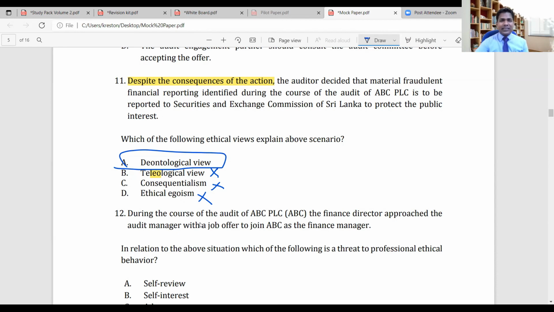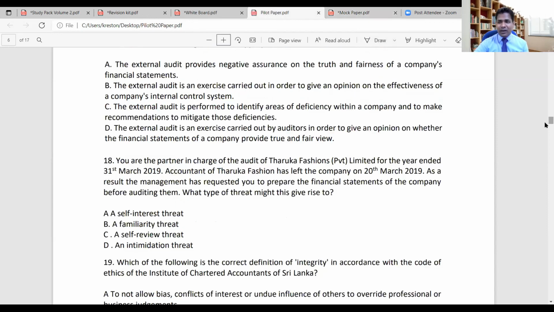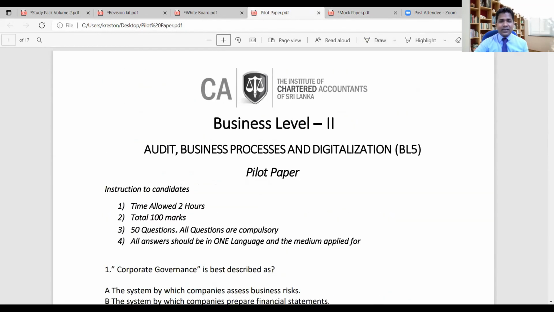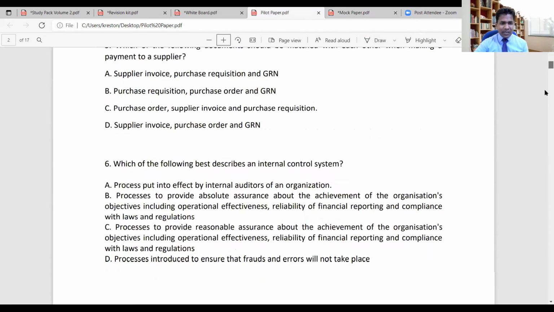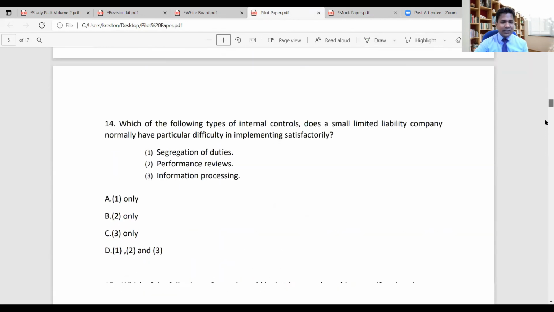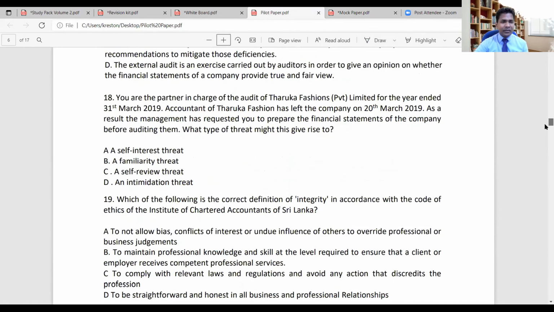Okay, so now I have discussed 3 questions. I'll take another 1 or 2 questions from the pilot paper as well. So I'll just go to the pilot paper. This is your pilot paper, you are well aware. This pilot paper is available in the CA Sri Lanka LMS.